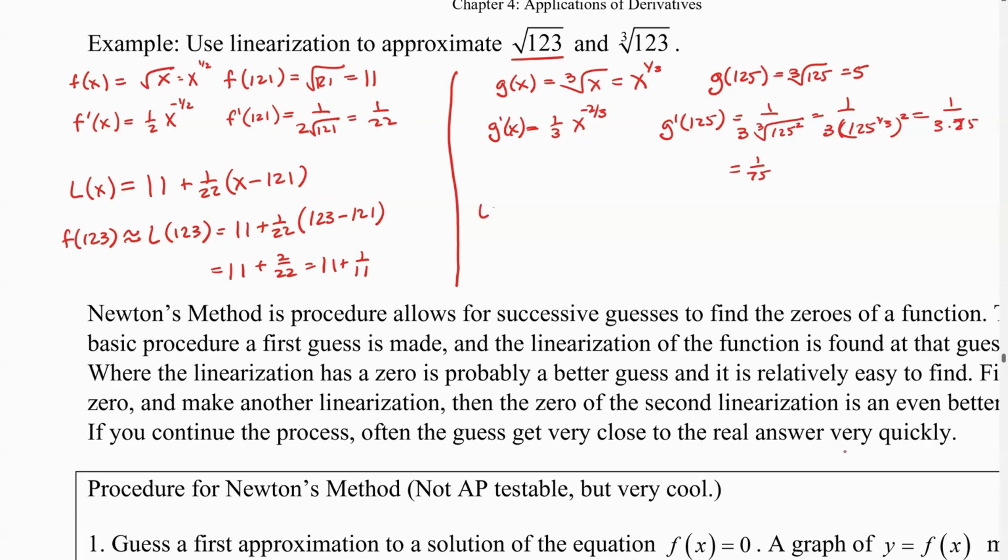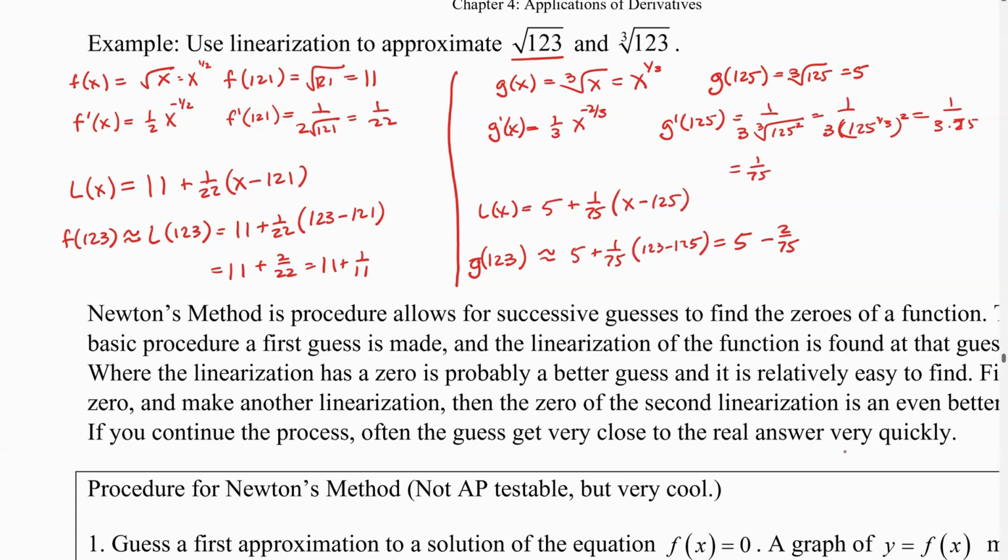My linearization then is the y value, 5, plus 1/75 times x minus 125. So what is the approximate value of this function at 123? Well, it can be approximated by 5 plus 1/75 times 123 minus 125, or 5 minus 2/75.